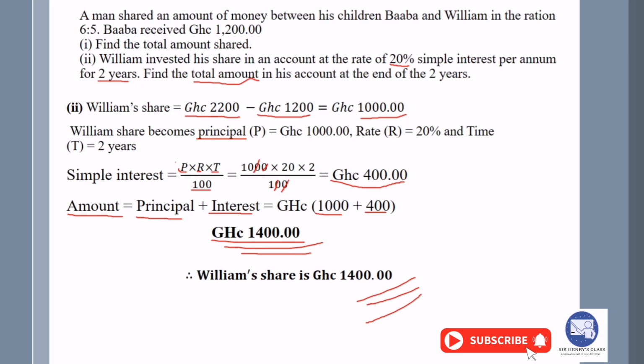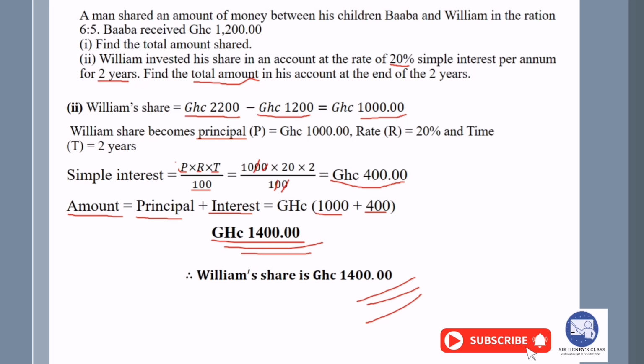Now William invested a share, so that 1,000 Ghana cedis will become the principal because he earned an interest at a rate of 20% and at a time of 2 years. So with the simple interest formula, it says that principal times rate times time, all divided by 100. The principal happens to be 1,000, which he invested, times the rate 20%, times the time 2 all over 100. So solving this will give us 400 Ghana cedis.